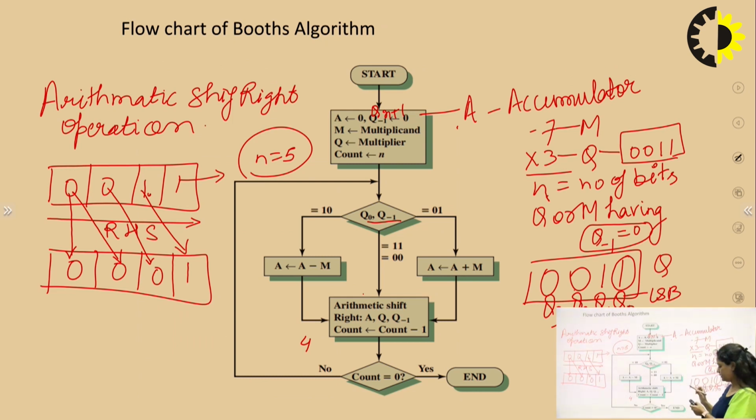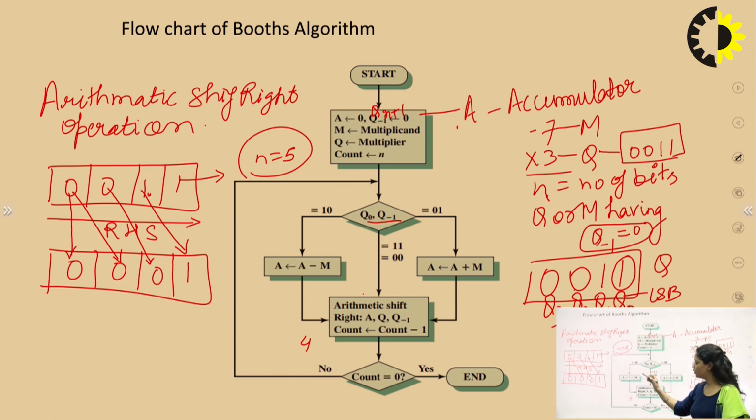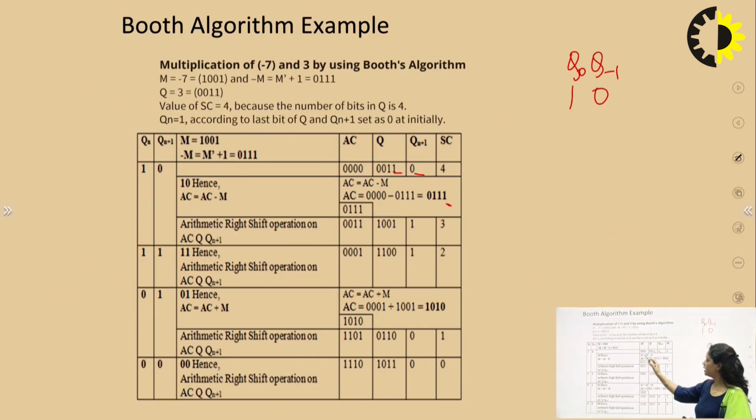Now let us have a look at the flow chart. Here the value is 1 0. If the value is 1 0, what operation do we have to perform? We have to perform this operation. We have to subtract the multiplicand from the accumulator contents. So this is the operation we are going to perform according to that flow chart. That is the very first step after comparison, and the content of the accumulator is initially 0 0 0 0 minus, and what will be the value of minus M?